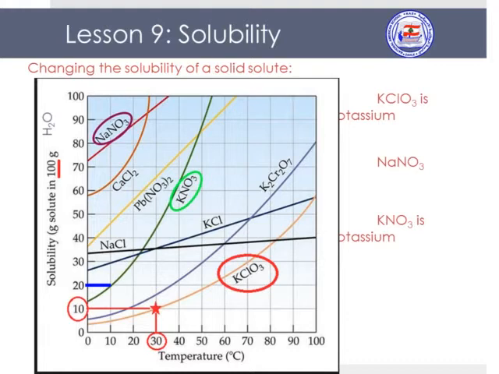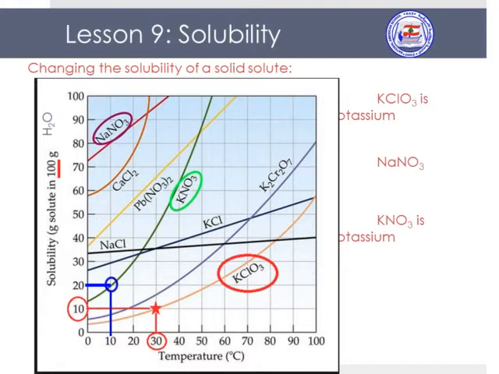I need you to try to solve it before I give you the answer. I need you to give me the solubility of potassium nitrate, which is KNO3, you can see it in front of you, at 10 degrees Celsius. The answer would be 20 grams in 100 grams of water.